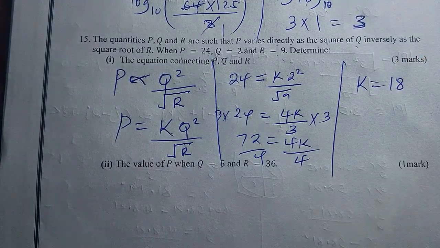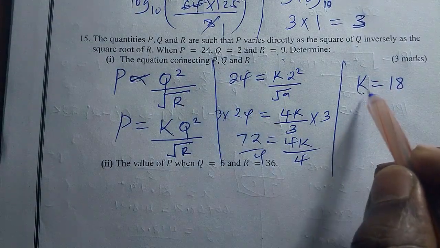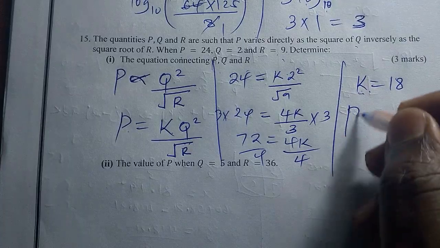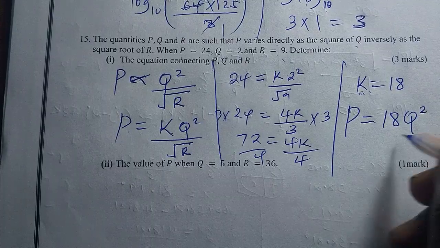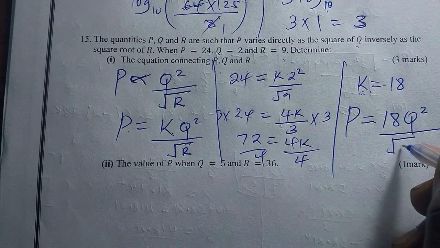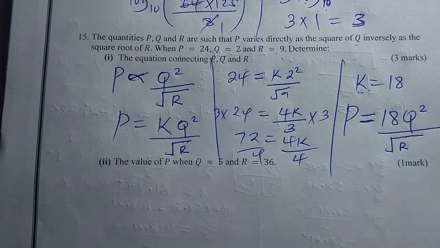Now the equation connecting P and Q, when you include the value of K, is P equal to 18Q squared over the square root of R. And that is the equation connecting the three variables.